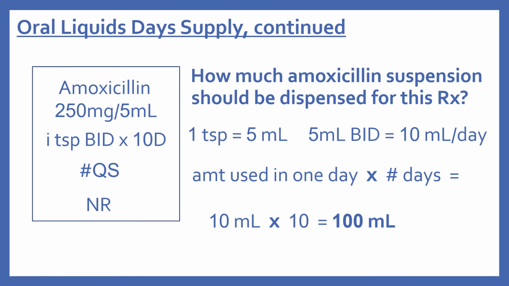From our conversion equivalents, we know that 1 teaspoon equals 5 milliliters. So this is for 5 milliliters, 1 teaspoon, BID, which is twice a day. So that would give us a total of 10 milliliters per day. So now we're going to take the amount used in one day and multiply it by the number of days. So that's 10 milliliters times 10 days, which gives us a total of 100 milliliters that we need to dispense.